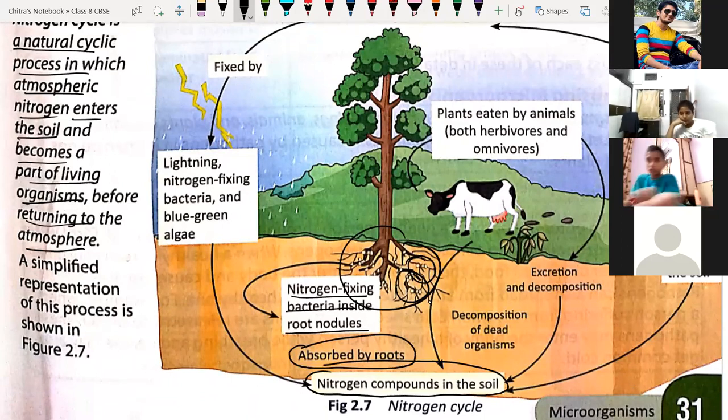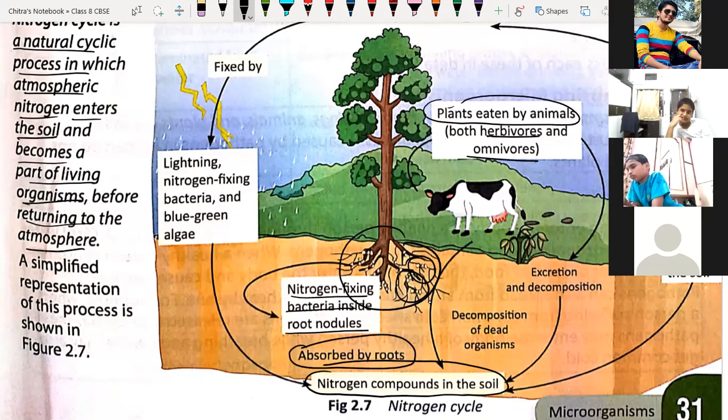This nitrogen compound in the soil gets absorbed by the plant, and the plant converts that and deposits it into the food. The plant is eaten by the animal, so the nitrogen passes from the plant through herbivores and even carnivores. Like if we are eating gram or peas, that means nitrogen has entered our body also.